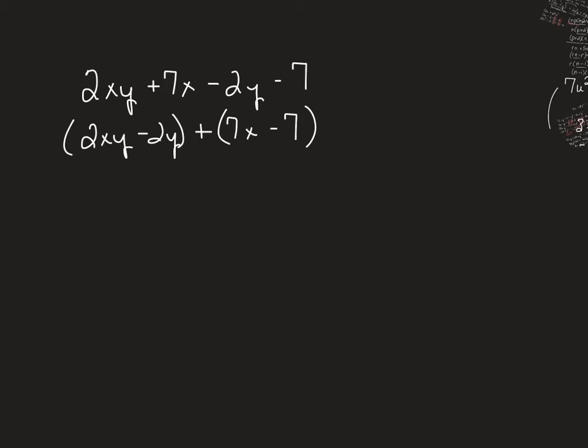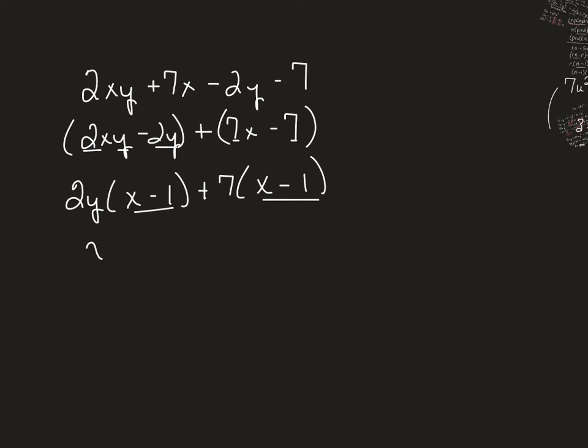So here in the first grouping, I have a 2y that's common to both. So we're going to factor out a 2y, and we're left with x minus 1. And then I have a 7 common to both. So if I factor out the 7, I'm left with x minus 1. And that is what I can factor out using the distributive property, x minus 1 times 2y plus 7. Notice we're using the distributive property multiple times here.